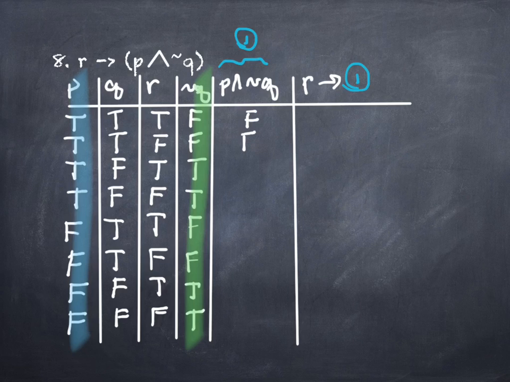Another TF is false. I have TT, which is true. Another TT is true. And then on all of the last ones, they're false, because P is false.